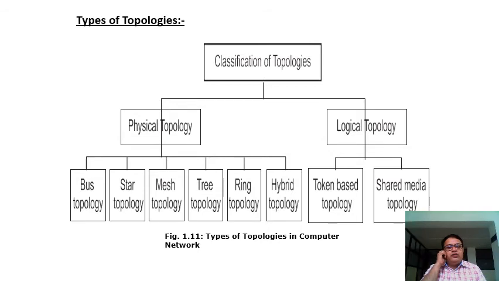Basically, there are two different types of topologies: number one is the physical topology, and number two is the logical topology. In the physical topology, there are bus, star, mesh, tree, ring, and hybrid topologies. These are the topologies which come under the physical topology. Whereas in the logical topology, we have the token-based topology or shared media topology.